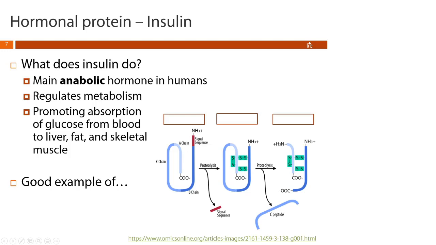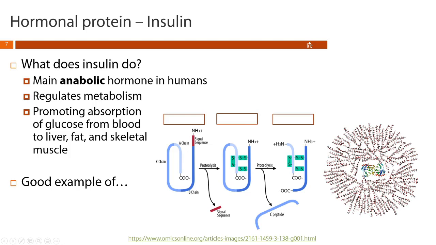So in response to a rise in blood glucose levels, it's going to promote the absorption of glucose from the bloodstream to our liver, fat, and skeletal muscles, where it's going to be converted into glycogen, the glucose storage molecule that we learned about in the carbohydrates module. And we're going to talk a lot more about glycogen when we get to the last module, metabolism.